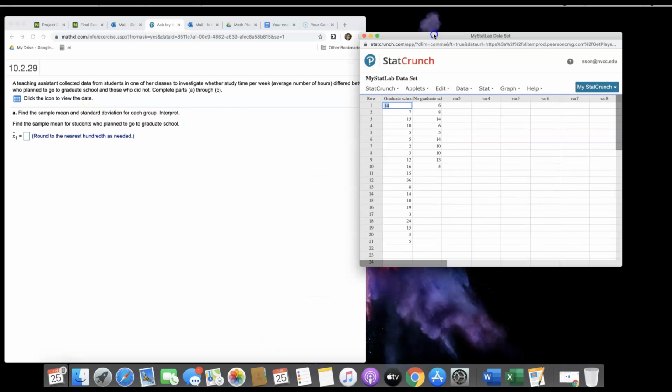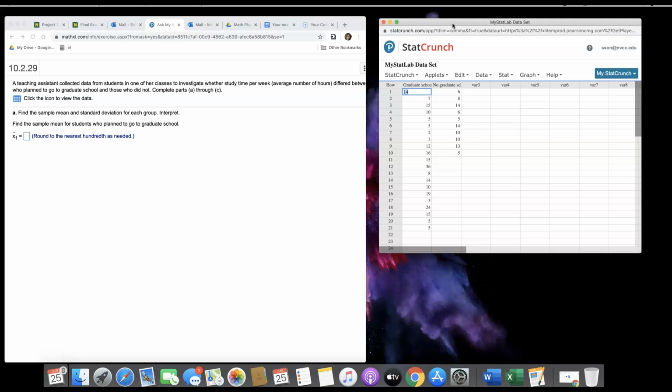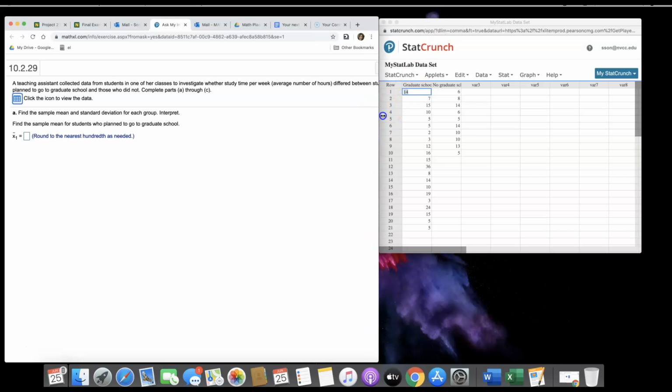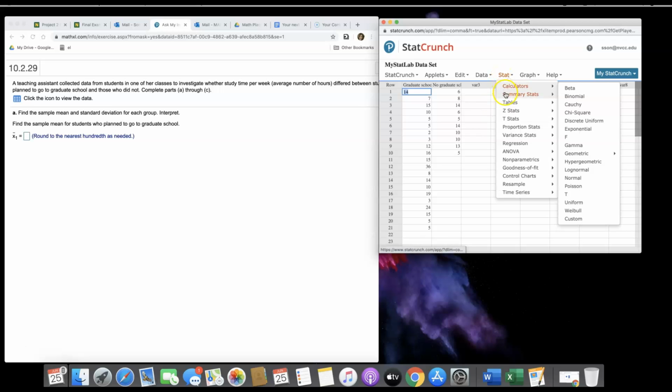Interpret. Now you know how to do this. You've done this before, but it just sounds so new in a brand new unit, right? So let's take a look. You know how to find the mean and standard deviation by going to Stat, Summary Stats, and Columns. Okay, you've done this, I think in Unit 1 when we find like five number summaries, different things. But go ahead and go to Stat, Summary Stats, and Columns.